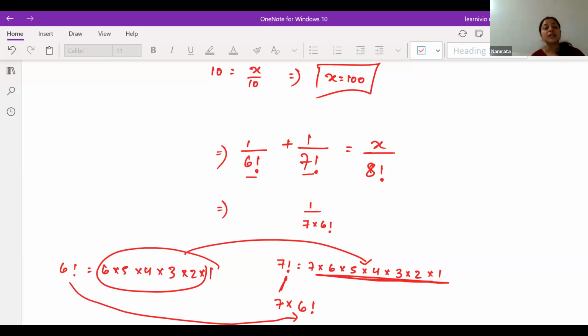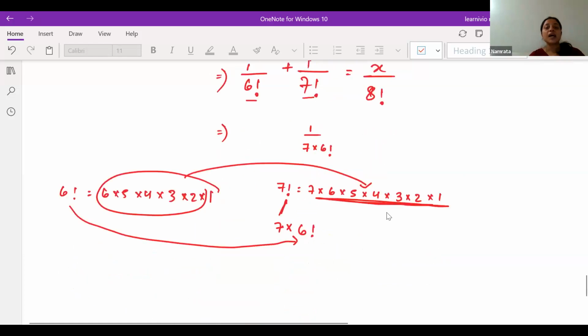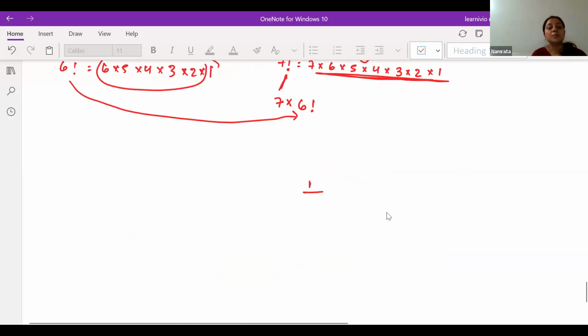Okay, that's why we are breaking it like this. Now, if we will be having, let's say, 1 by 5 factorial plus 1 by 7 factorial, I'll be thinking 5 ko 7 nahi bana sakte, lekin 7 ko 5 bana sakte. Kaise? So, 7 factorial mein 7 aur 6 ko multiply karte. Uske baad jo bhi aayega, that expansion and 5 factorial expansion is same. Yes or no? Yes, ma'am. So 7 factorial ko aise mein break kar sakte hain.